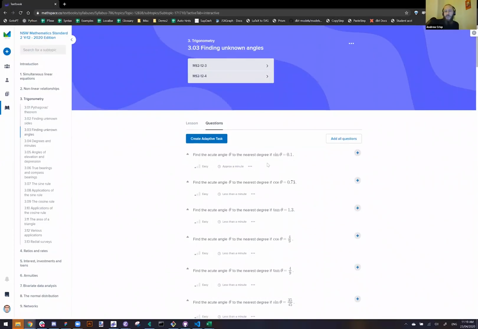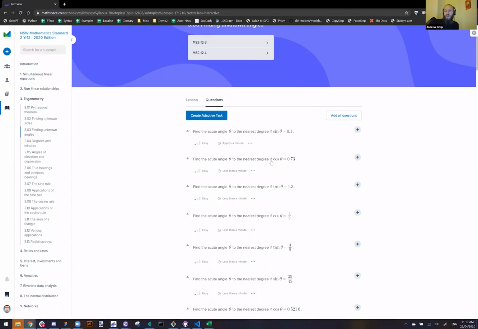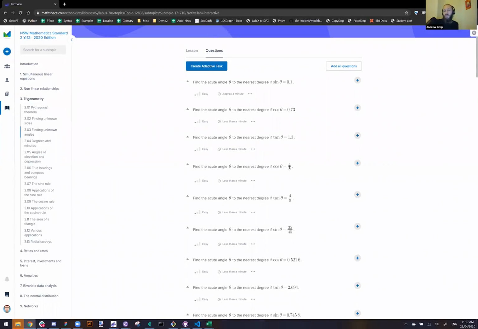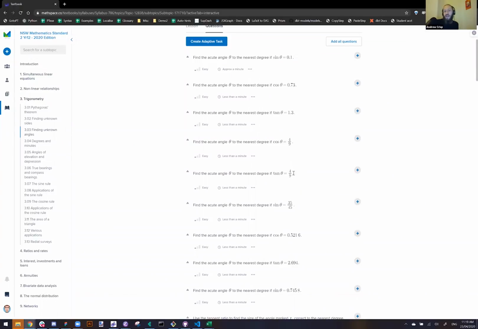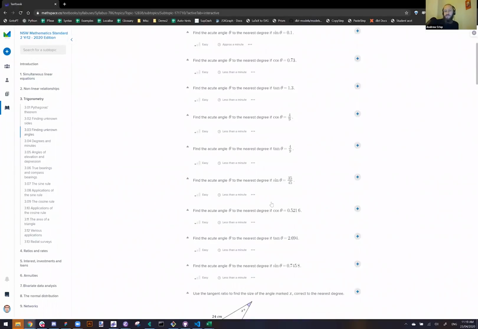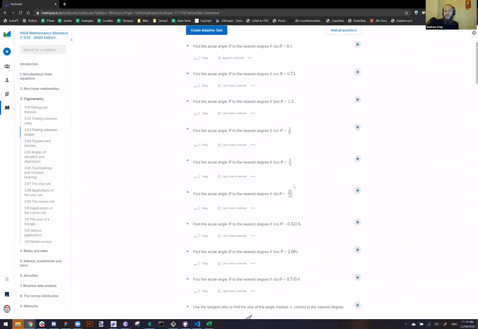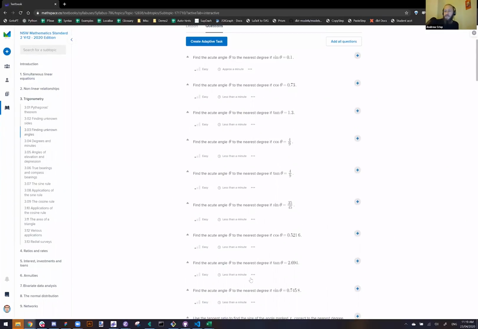Okay, so with this question here, what we do is we do theta equals cos inverse of 0.73. Just put it into our calculator and get the answer out. Same thing here, tan inverse. Theta equals tan inverse of 1.3. Theta equals cos inverse of 4/9, and so on and so on. So all of these questions up the top will get you practice in doing sine inverse, cos inverse, and tan inverse.